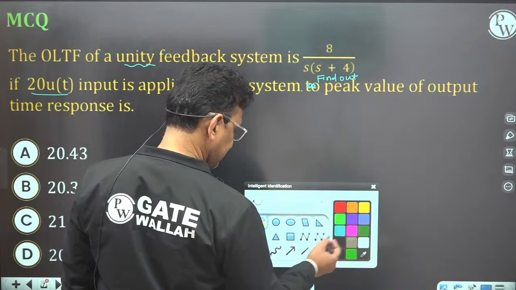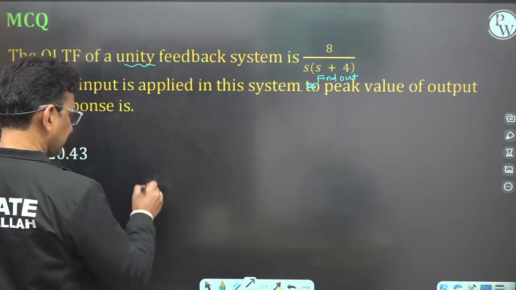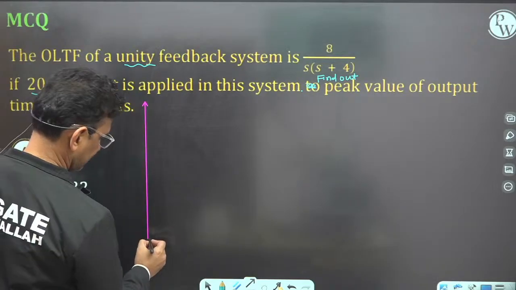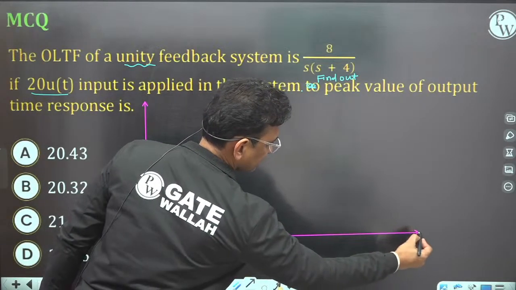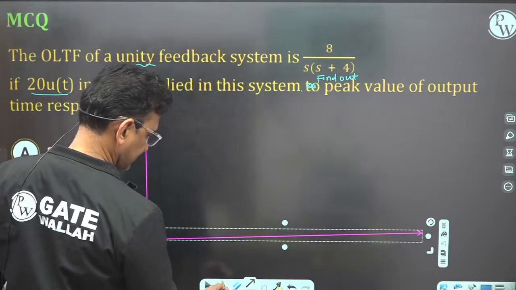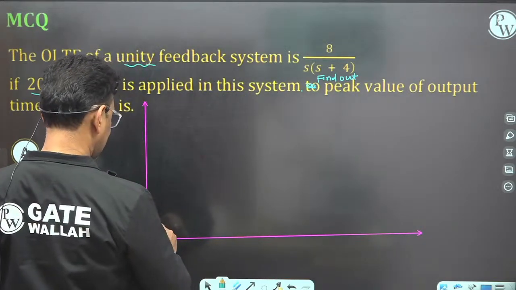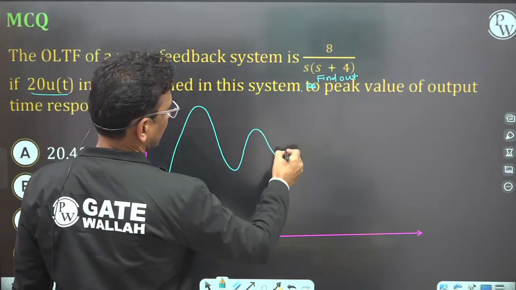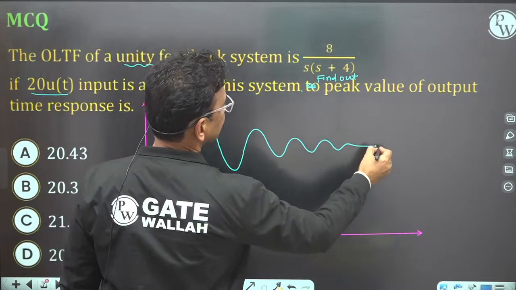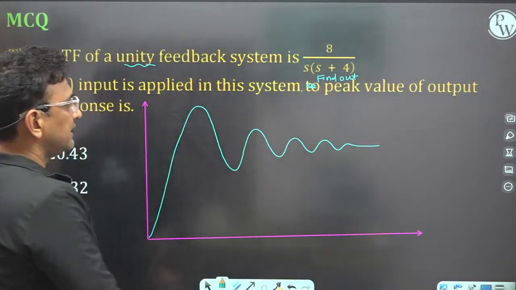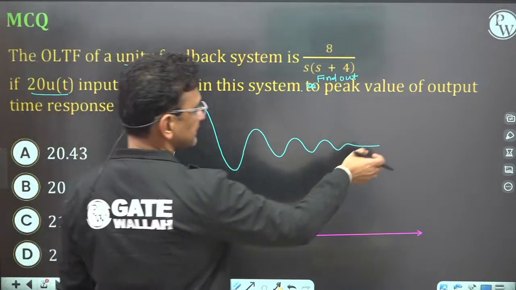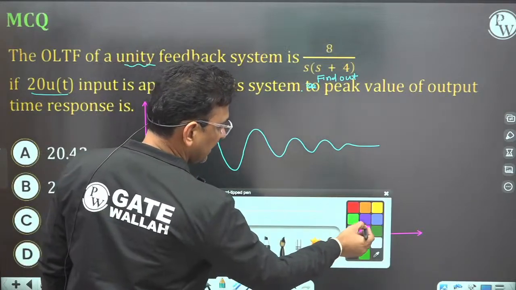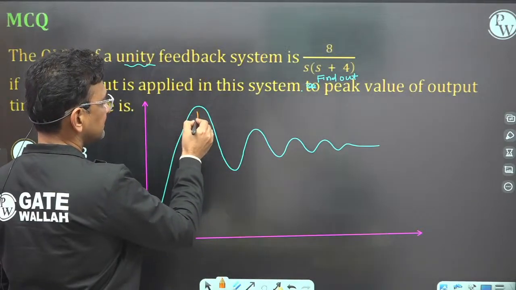You know what the step response of a second order system is? It is like this. It has several overshoots and undershoots, and after these it will settle down because it is an underdamped system. So what is the final steady state value? This is my steady state value, and this is the peak output that you have to find out.